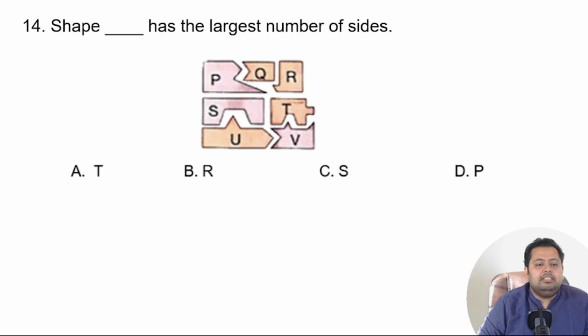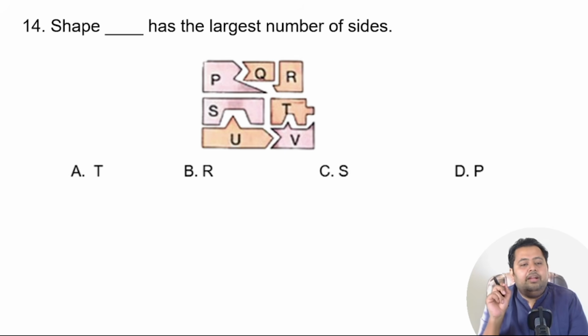Question number 14: shape dash has the largest number of sides. So out of these, which shape has the largest number of sides? Take some time, find out the number of sides for each and every shape that is shown over here, and then calculate which has the highest number. We now meet on the other side.